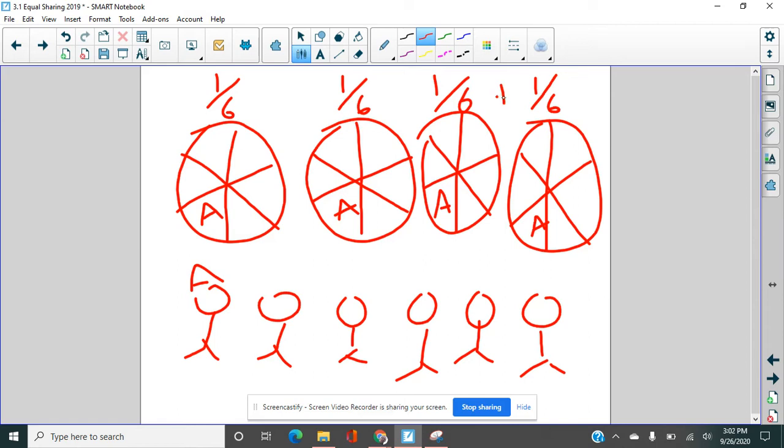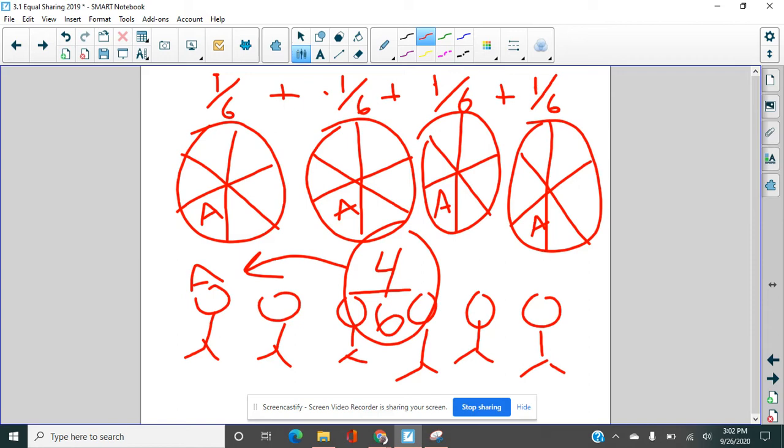So if I added those up, 1 plus 1 plus 1 plus 1, that's 4, right? And these are all sixths. When you're adding fractions, you keep the bottom number, the denominator, the same. So my answer here would be 4, because I have 1, 2, 3, 4, so 4/6. 4/6 of the pizza goes to our guy named A.